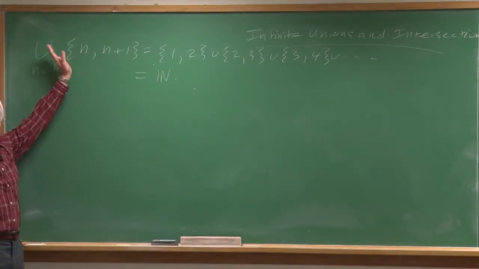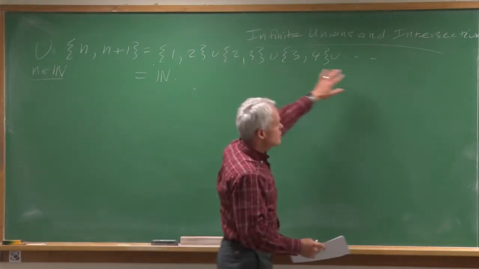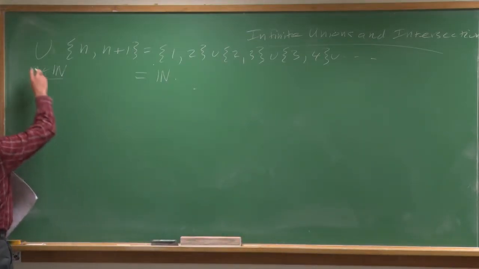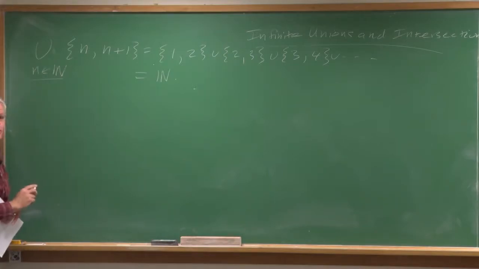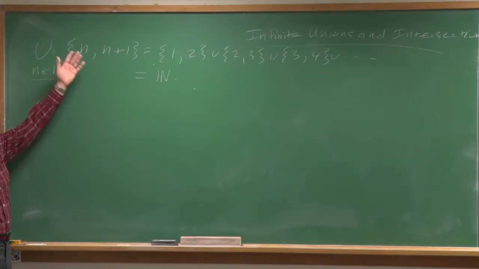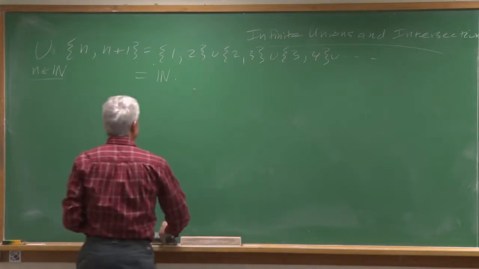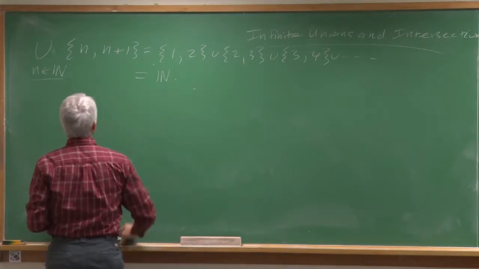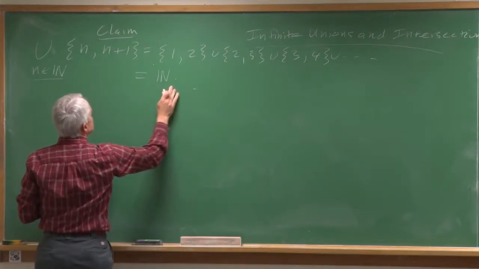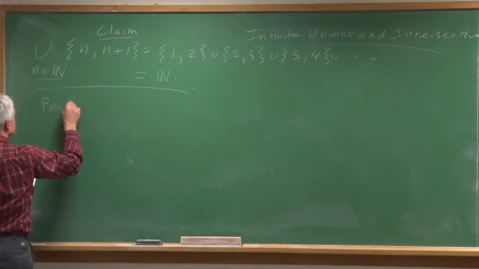Using the definition of union. So what does union mean? We can't say it's the union of this and this and this infinitely many times. We say an element is in the union if and only if it's in one of these sets. If there exists one of these sets that it's in, right? Okay, so that's our definition that we'll use. So our claim is that this is going to be all natural numbers.